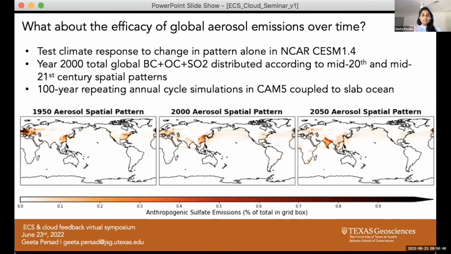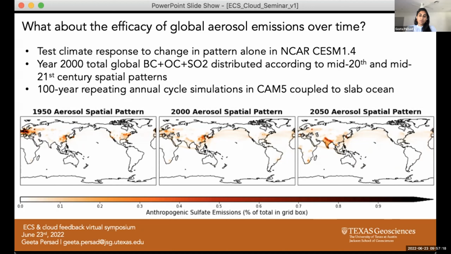And so to explicitly understand how this evolution of the spatial pattern could affect the climate response and the efficacy, we based a set of preliminary experiments that test the climate response to just changing the spatial pattern of emissions, independent of changes in the amount. So we basically took the year 2000 amount of emissions and then distributed it according to the 1950 pattern and then according to the 2050 pattern. And then we ran equilibrium experiments for each of these three situations and looked at how the climate response differs.